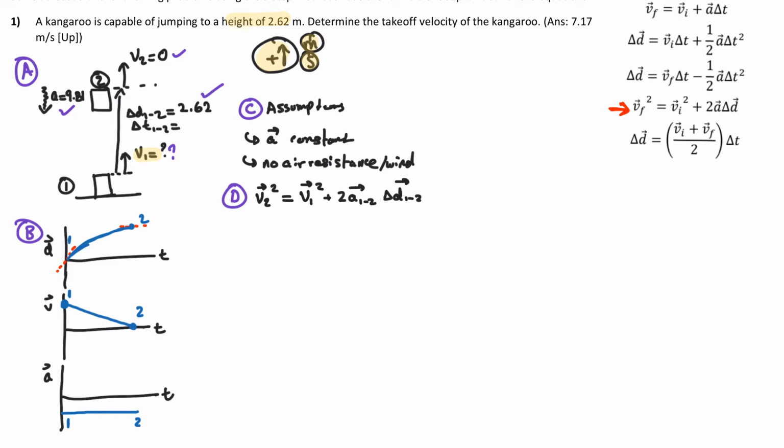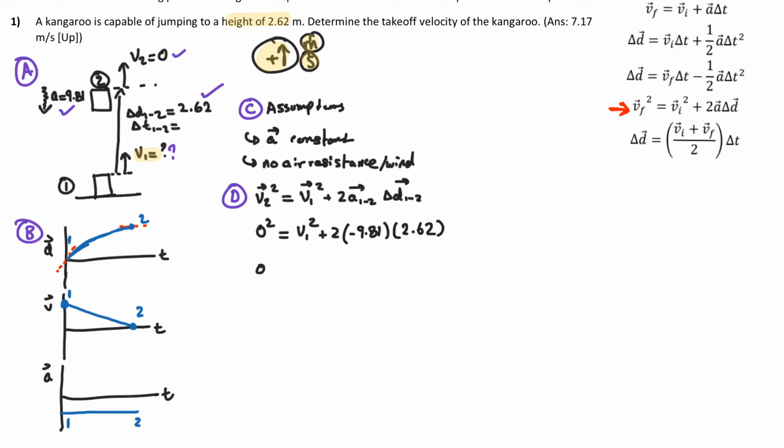So velocity 2 in this case is 0 squared is equal to, our velocity 1 is what we're trying to find. You can notice that it's in the same direction as our positive, so we're going to just use a positive v1 here. We're going to add 2 times the acceleration. For our acceleration, our positive is upwards, but this is acting downwards, so we have to use an opposite sign. So in this case, we will use negative 9.81. And our displacement here is going upwards. That's same as my positive convention. So the displacement from 1 to 2, I have to put a positive value in there. So that's 2.62.